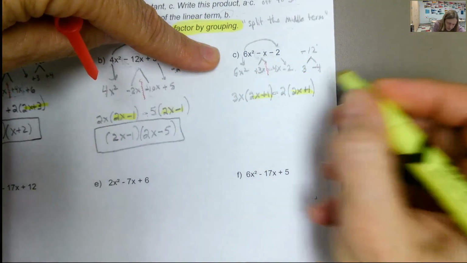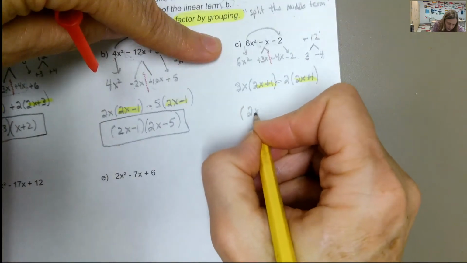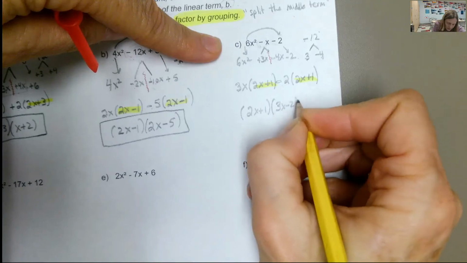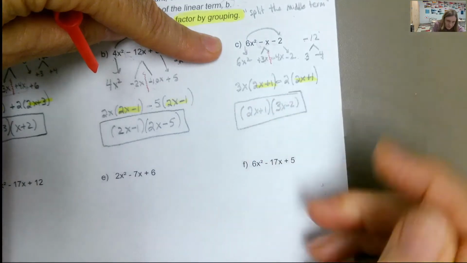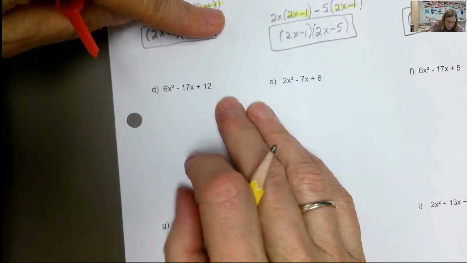Because we have 2x plus 1 appearing in both spots, we're going to factor it out just once. 2x plus 1 written once, and 3x minus 2 is what's left over. Like I said, anytime you want to try this on your own, feel free.